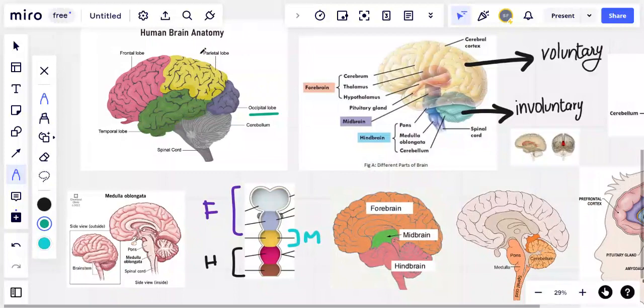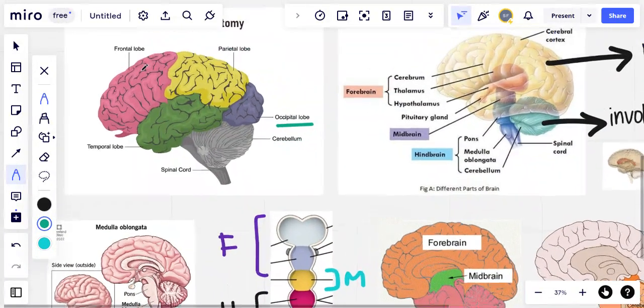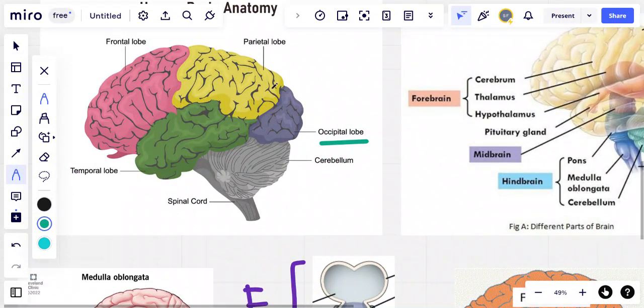Most important feature, your memory, that is associated with cerebrum. You can see it has a lot of folds right here. So, yes, your memory gets stored here. So, for your conscious sensations, voluntary movements, learning, memory, your thinking, your decision making, your critical thinking, even your dreams, they're in cerebrum. Like, cerebrum is responsible for all of that.